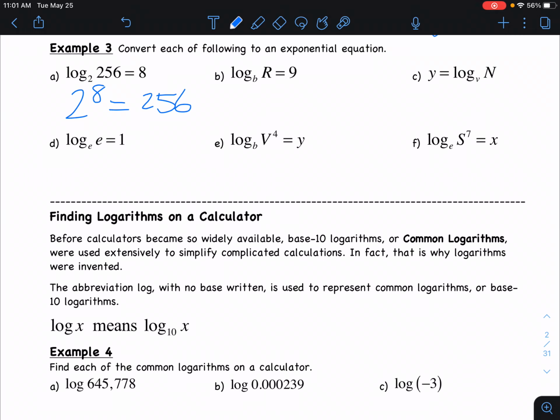All right, next up, letter B. Log base b of r equals 9. So the little base for the log becomes the big base for the power. The standalone 9 becomes my exponent of the power. And then equals r. Letter C. The little base here is v, so that becomes my power's base v. The number or variable that's by itself becomes the exponent, so v to the power of y equals n.